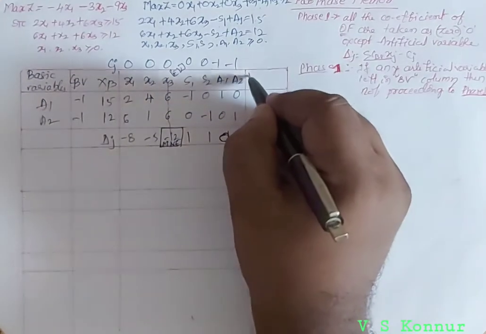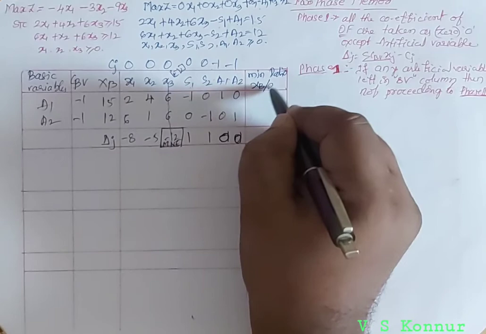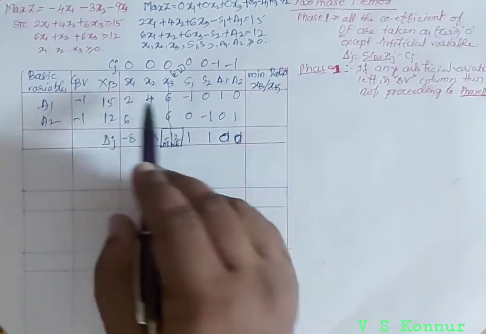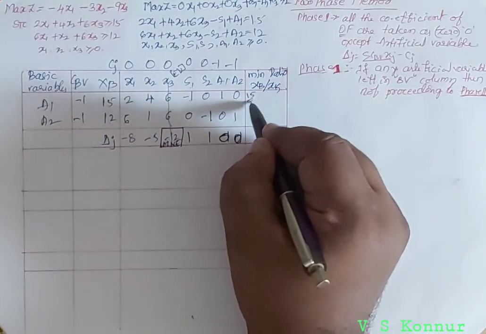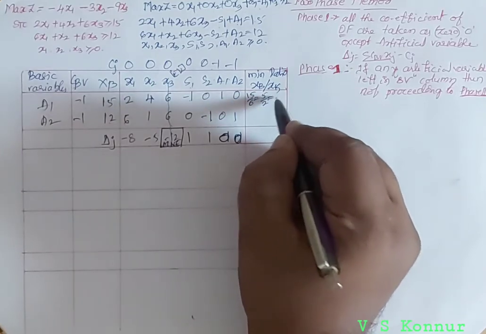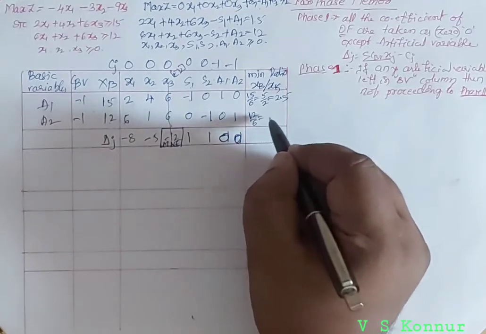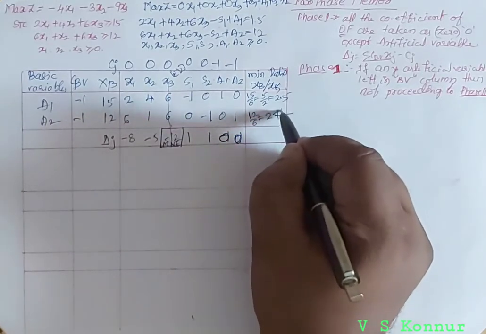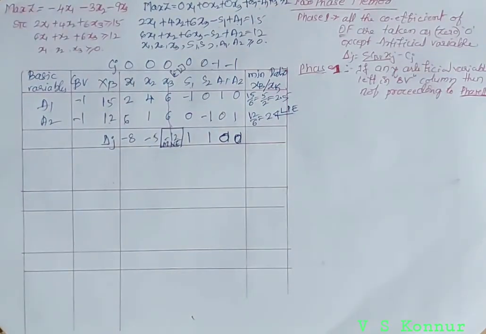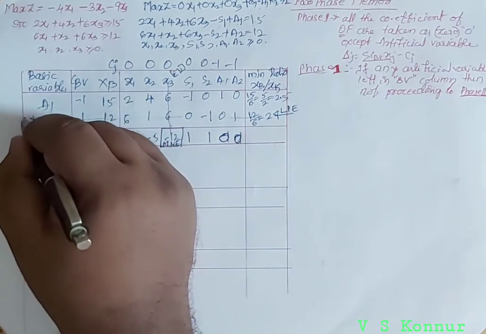Now we should calculate the minimum ratio. The minimum ratio is calculated by xb divided by xk. The xb's are 15 and 12, and the xk's are 6 and 6. 15 by 6 is equal to 2.5. Next, 12 by 6 is equal to 2. So 2 is the least positive element. From the minimum ratio, we should select the least positive element, and that will give the leaving vector.